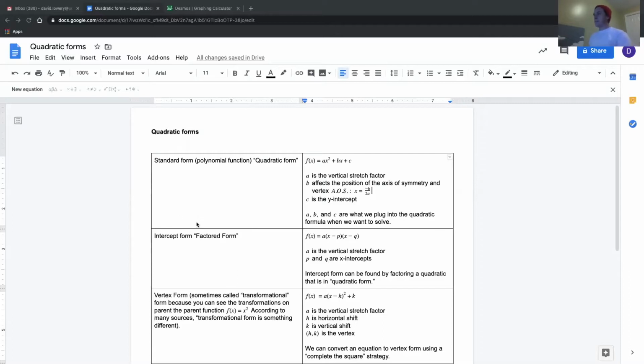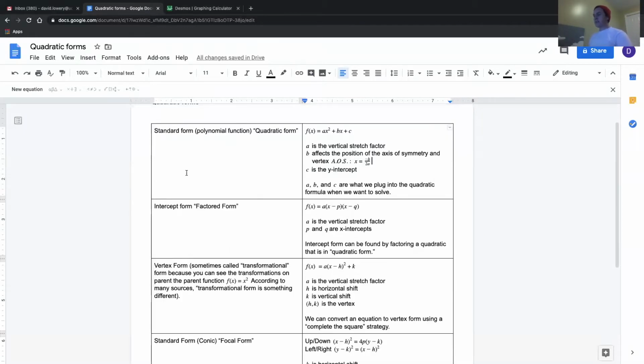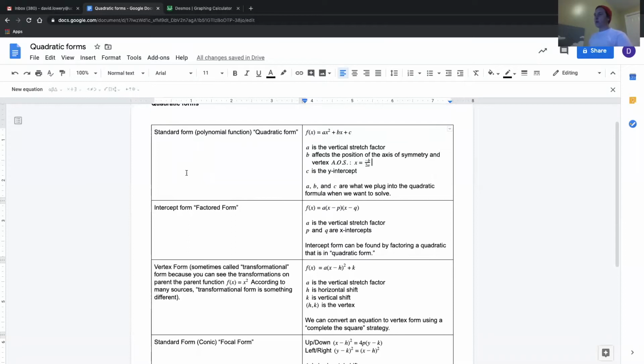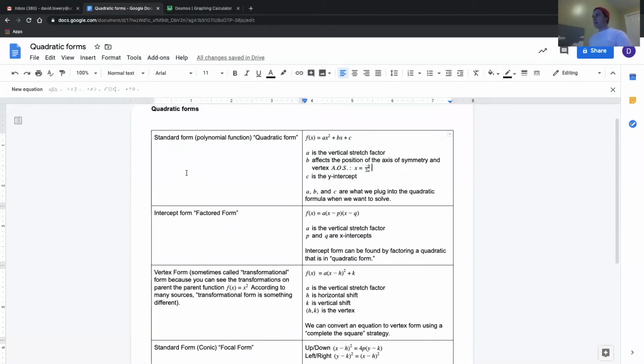This is a little document that I put together that goes through in a little more detail the four quadratic forms that we've talked about. We've been talking about conic sections: we talked about circles, and we talked about parabolas as well. So when we're talking about parabolas, we're talking about quadratics.